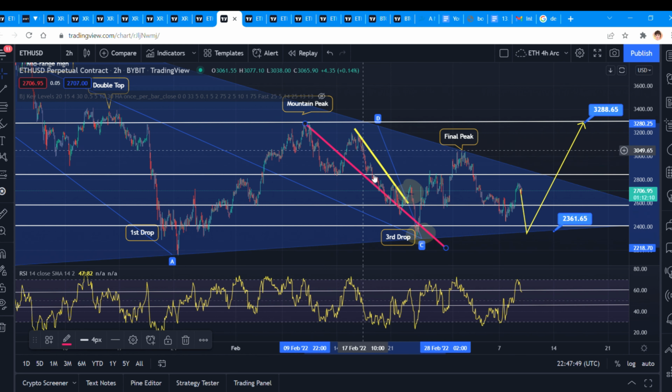I use the center lines more for the longer time frames. I don't center line the 15 minutes unless I really have to. But the 4 hour and the 1 hour are great for center lines, or the 2 hour.